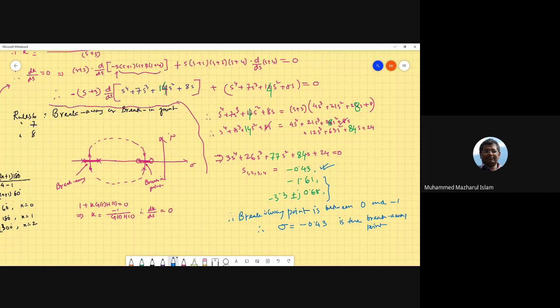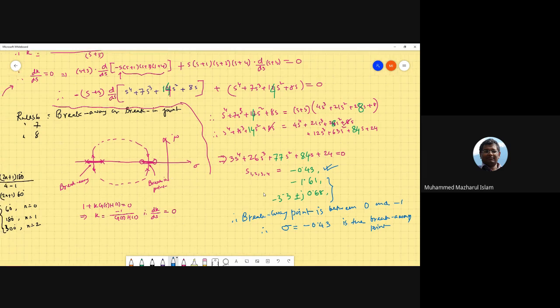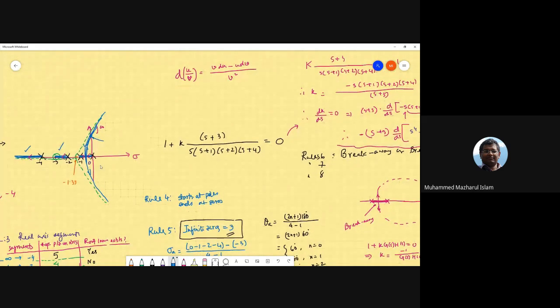So the only problem with the calculation is that it's a bit long, and you have to keep your concentration during the calculations. Otherwise, the produced results might not be correct. Okay. So this is the breakaway point. I hope this answers Motasim's question that you wanted to know where the point exactly was between 0 and -1. So this would be at -0.43.